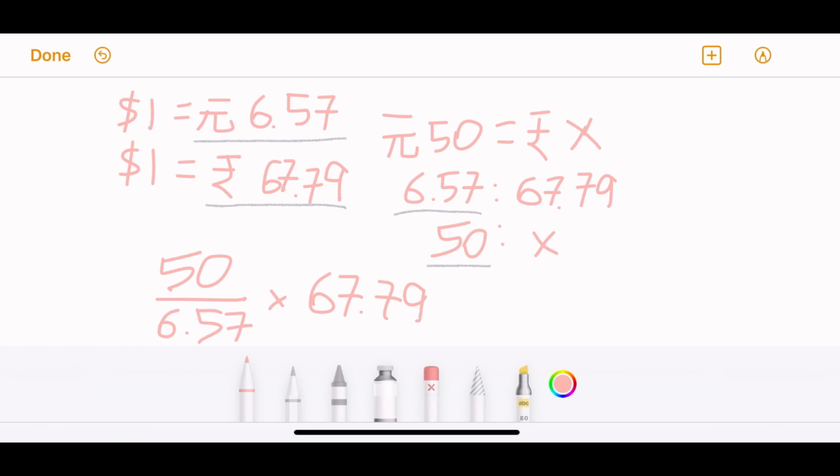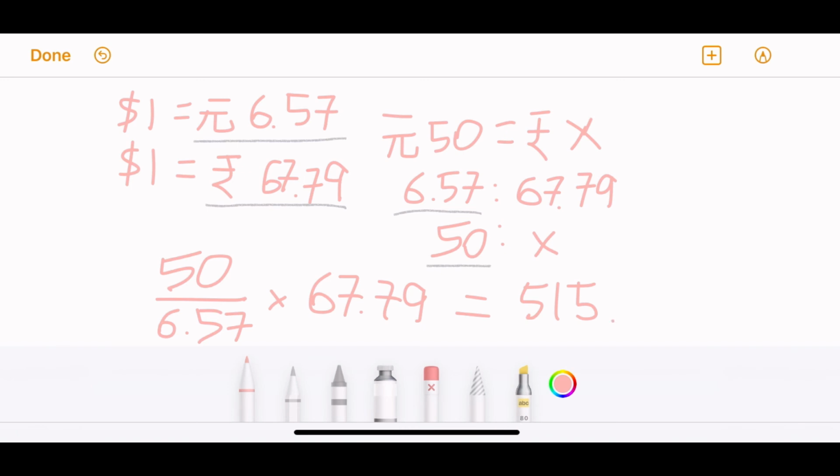Because when you multiply 6.57 by a number and get 50, if you multiply that same number by 67.79, we should be able to get the corresponding rupees to 50 yuan. So I'm going to enter that into my calculator right now: 50 divided by 6.57 and multiply that by 67.79. I will end up with 515 point, a lot of decimal points that follow.